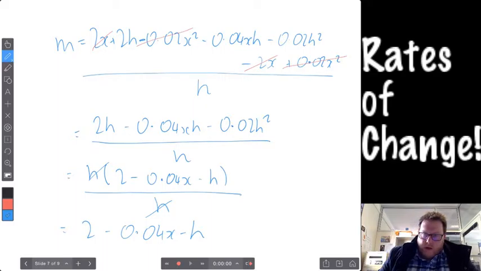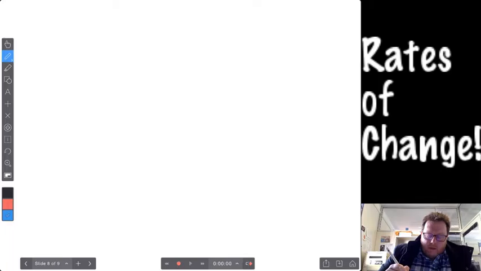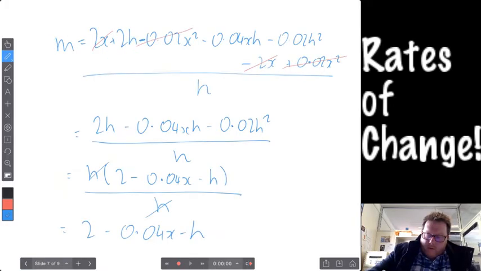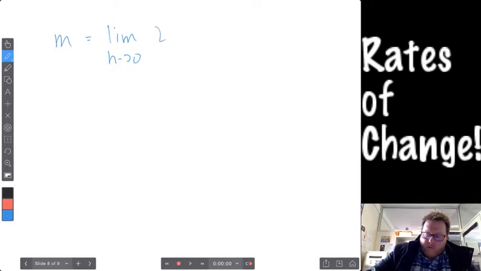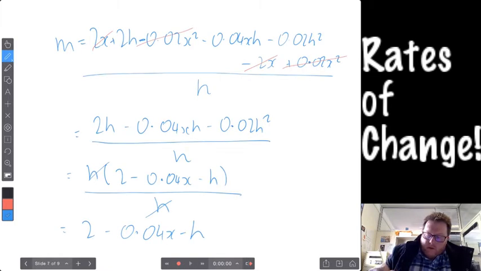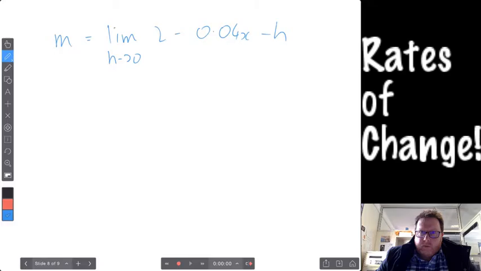So what we do now, and this is the bit which sounds a bit tricky, is we say the gradient is equal to the limit, for the particular point, as h approaches 0 of 2 minus 0.04x minus h. The limit of that is what the gradient's going to be.